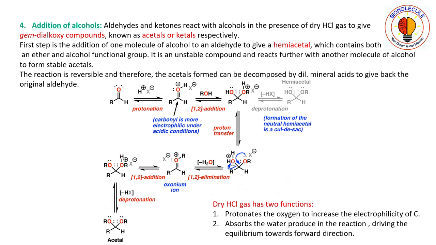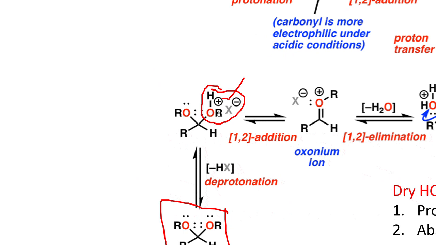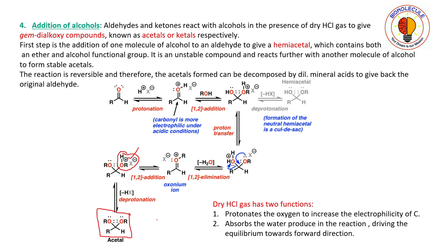Then this molecule will get deprotonated to give you the acetal part. Since this oxygen atom bears a positive charge, this hydrogen will leave as a proton, H plus, and this bond will satisfy the positive charge of the oxygen atom, giving you an acetal.